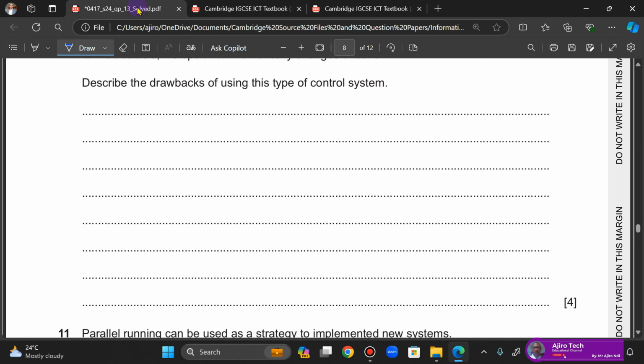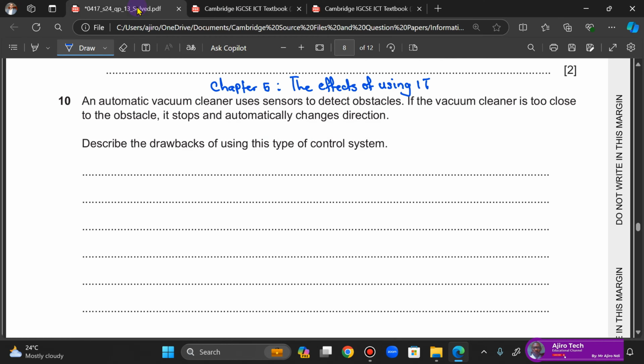So number one, it cannot clean the whole room. That's the drawback. It cannot clean the whole room due to sensing objects.